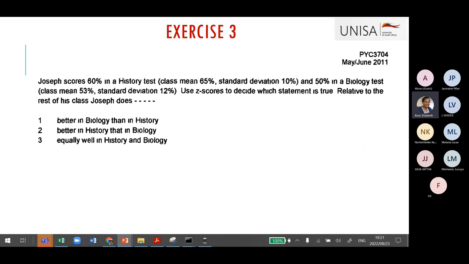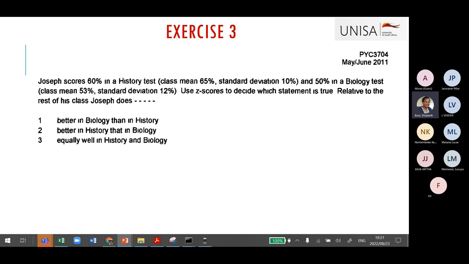Yes. So another question. Joseph scores 60% in a history test, the class mean is 65, and the standard deviation is 10%. And he scores 50% in biology, the class mean is 53, and the standard deviation is 12%. Use Z-score to decide which statement is true. Relative to the rest of the class, Joseph does... So we need to choose whichever statement is better suited.